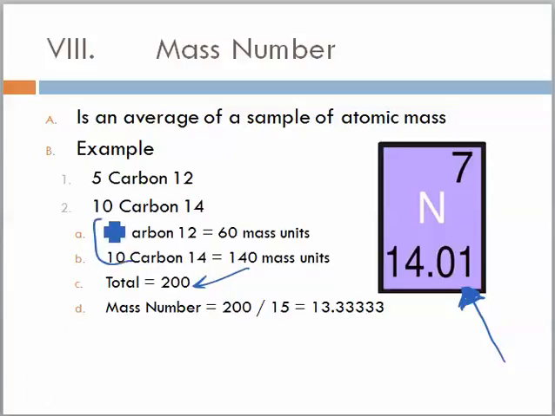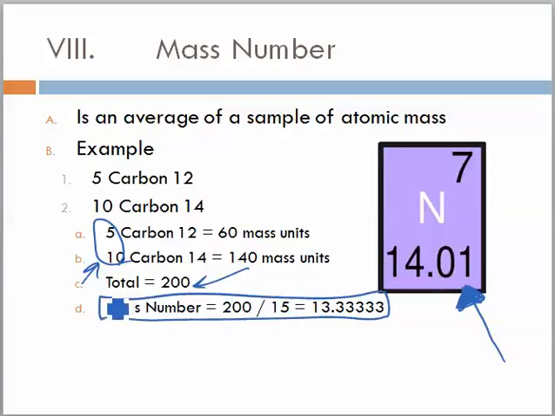There was a total of 15 different atoms, so we take our total mass units and divide it by the total number of atoms we had, and we find out on average that it would be 13.3333. Well, on a periodic table, the number they give us down here at the bottom is they've taken a lot of samples, and they've calculated out what the average is. Now this could be a specific average I had for this specific sample of 15.